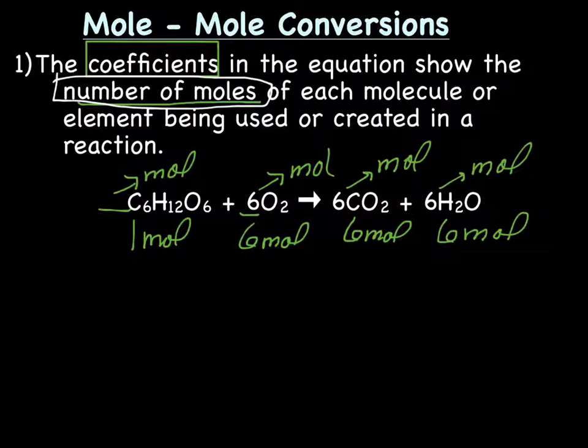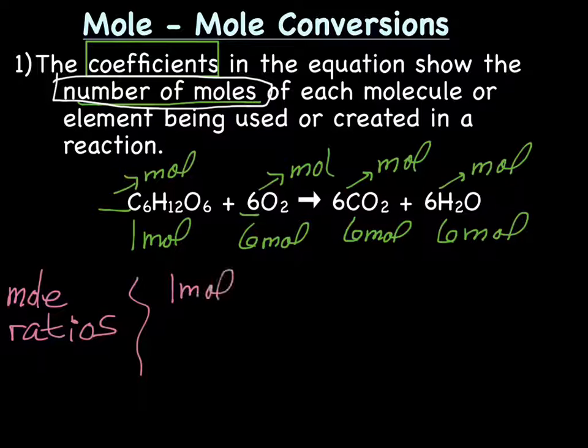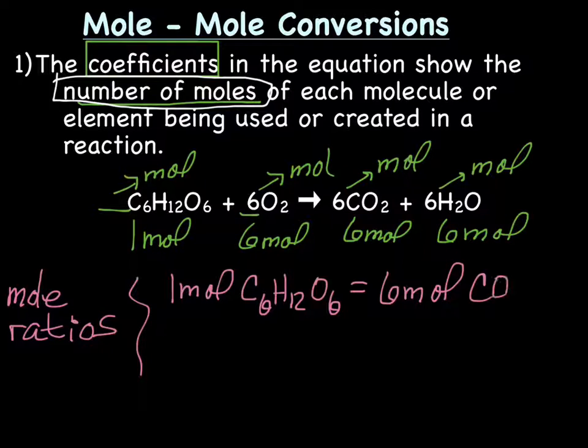So now that we know that the coefficients are really telling us the moles, the number of moles of each reactant and product, we can use these coefficients to build something called mole ratios. And we can use these mole ratios as equalities. So for example, I can write the equality, 1 mole of glucose equals 6 moles of carbon dioxide. And that's a true statement, because if we have at least 1 mole of glucose, we can make 6 moles of carbon dioxide.